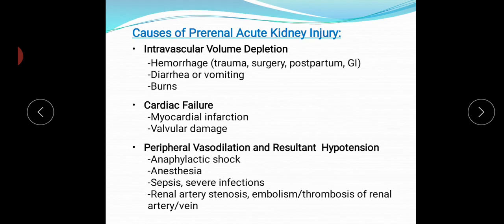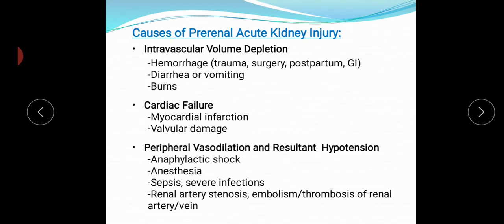So the pre-renal acute kidney injury is mainly where the pathology is outside the kidney. The main cause for this is obstruction to the blood supply of the kidney. Any pathology that may lead to decreased blood supply to the kidney will lead to this acute kidney injury or acute renal failure.